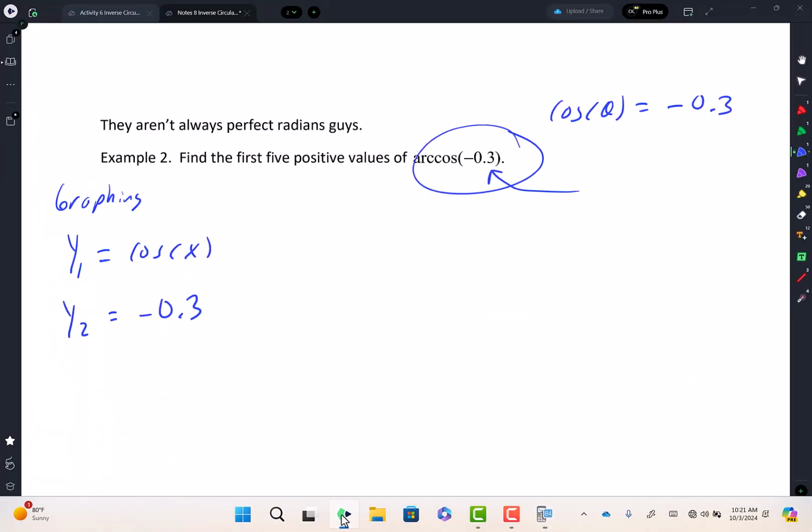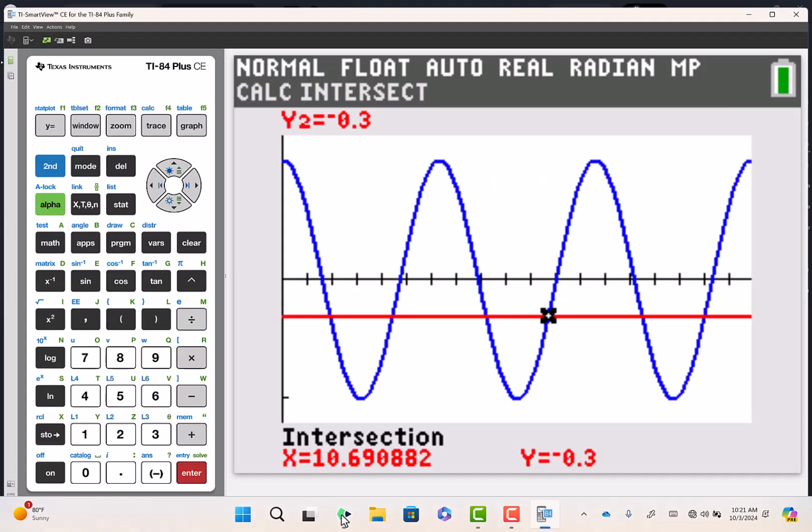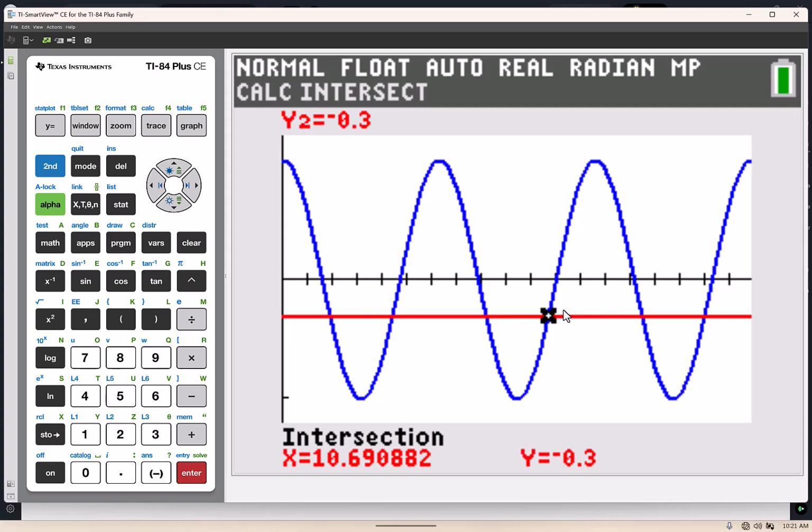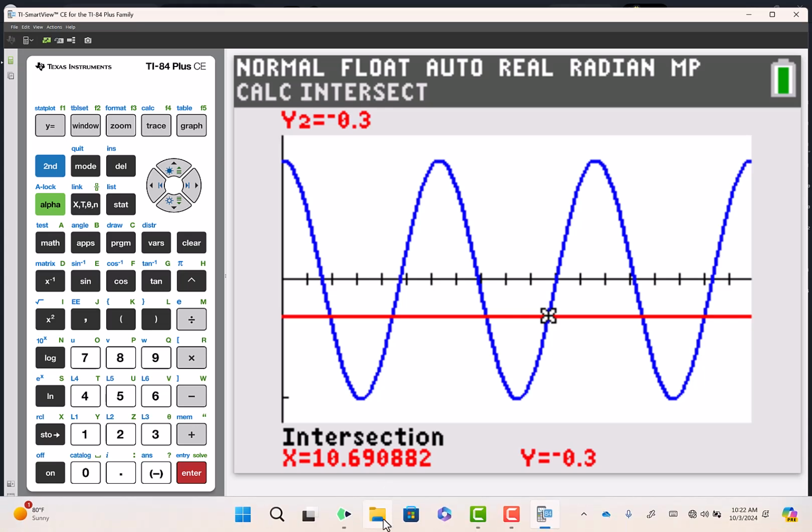10.690882. I didn't get the fourth one. 1, 2, 3, 4. Yeah, that's the fourth one. 10.690882.